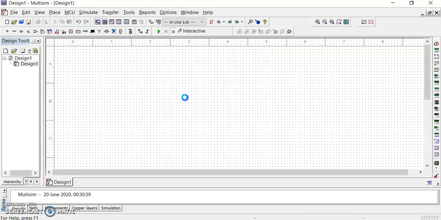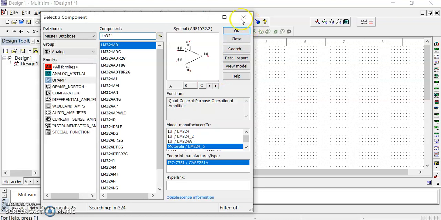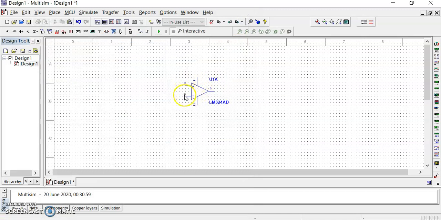Its pin numbers are 2, 3, 4, 11 and 1. Pin 2 is the inverting input and pin 3 is the non-inverting input. Pin 4 is the plus VCC, pin 11 is the minus VCC, and pin 1 is our output.